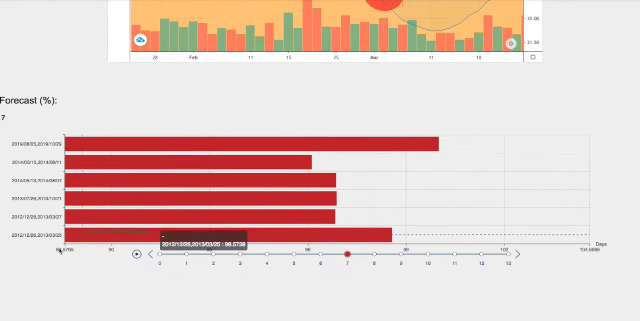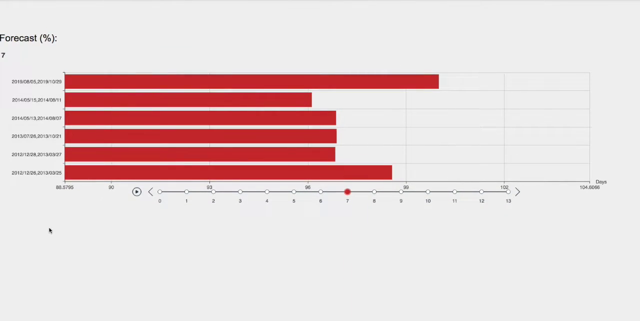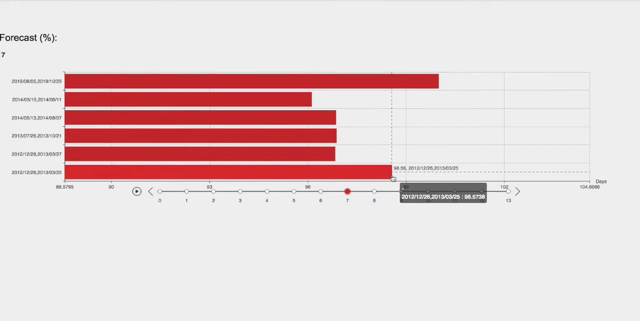So the forecast model that we just observed was December 26, 2012 to March 25th, 2013. Back then, WTI crude oil was down roughly 1.5% or 1.4% in the coming days. So I do see WTI crude oil heading lower in the coming days.